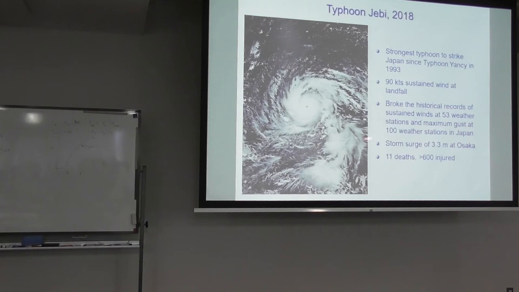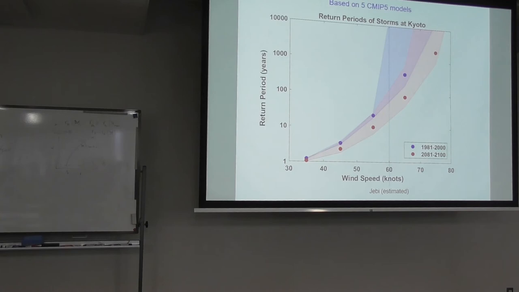It broke historical records at 53 weather stations for sustained winds and at 100 weather stations for maximum gust in Japan. It had a storm surge of 3.3 meters in Osaka, and it killed some people and injured quite a few people. And if we do the same analysis for Kyoto, this is based on five CMIP5 models. There is a climate change signal. It's not that strong here. There's a lot of overlap.